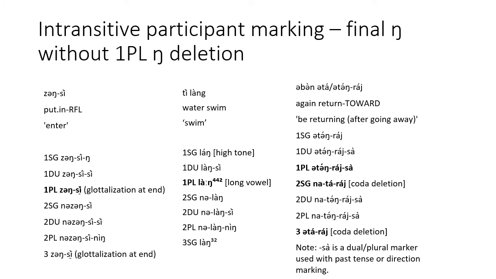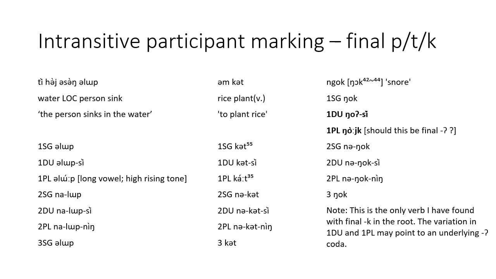However, I found these three examples where my informant chose not to replace the final ng with ya, and it could be that there's some variation. It could be that the reflexive suffix might be blocking some of the process. This requires further investigation. With final p, t, and k, then we simply have a long vowel with first person plural.